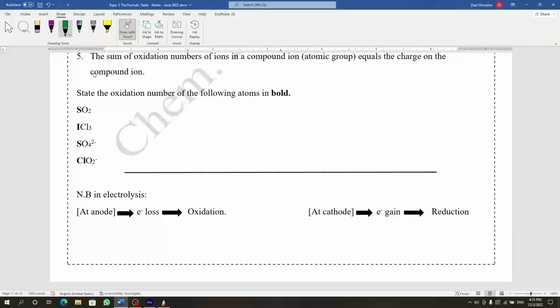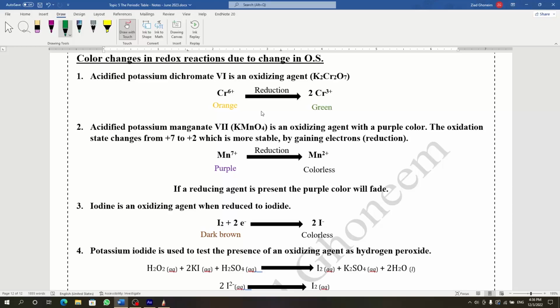These are some examples that you can apply to check your understanding if you can calculate the oxidation state of any element in a compound. These are some very, very important color changes in a redox reaction because of the change of oxidation state.